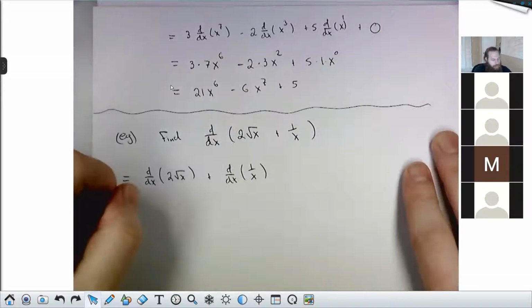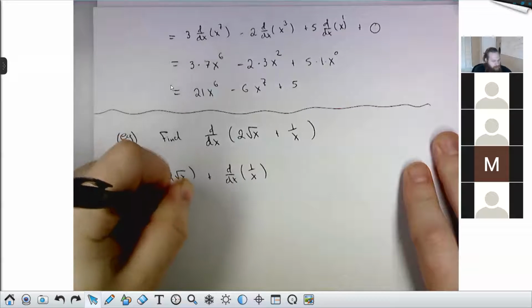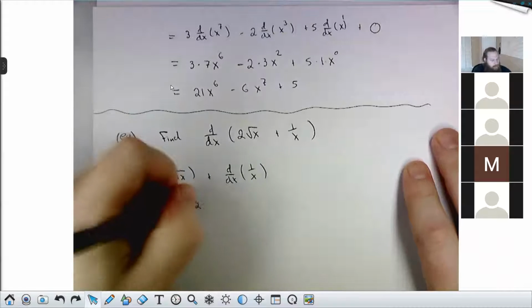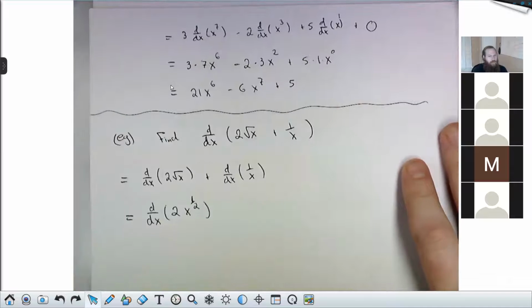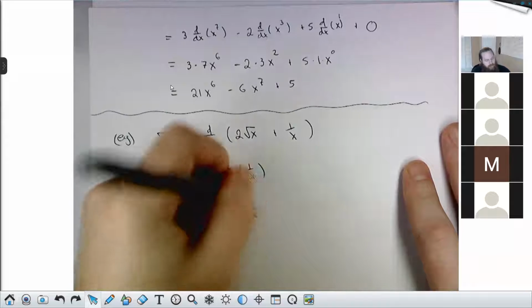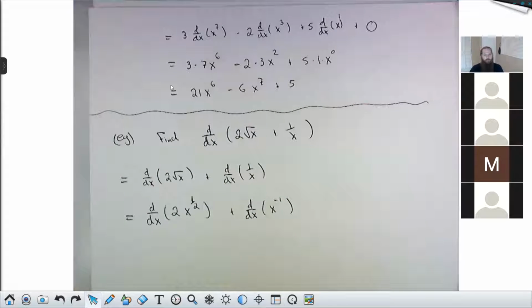But if we think about it for a minute, think about our algebra skills, and this is algebra imperative at every step of calculus. This is the same as 2x to the 1/2, right? Because the square root of x is the same as x to the 1/2 plus d/dx of x to the negative 1, because 1 over x is the same as x to the negative 1. Unfortunately, I cannot just push the d/dx inside the square root. I cannot just push the d/dx downstairs here. That doesn't work. d/dx plays nice with addition and subtraction, but it does not play nice with multiplication, division, or powers.